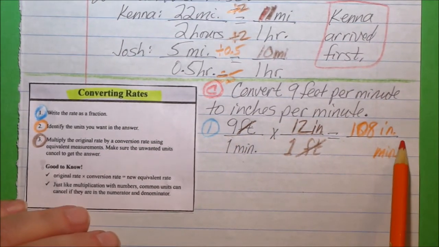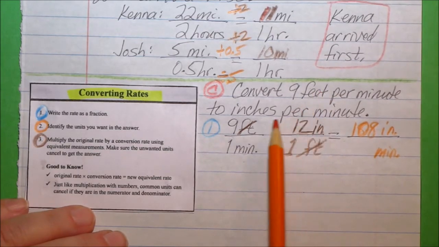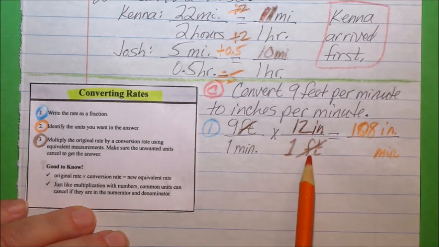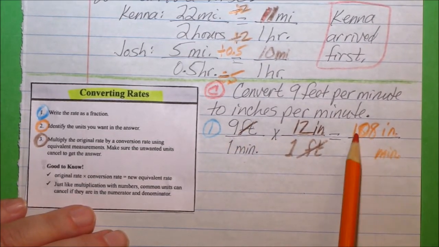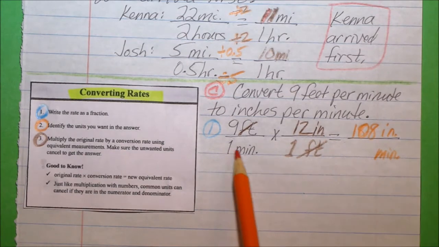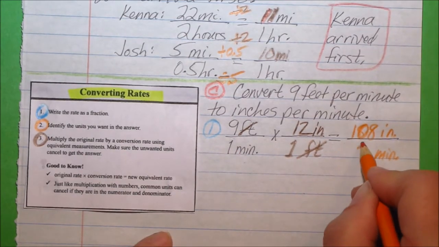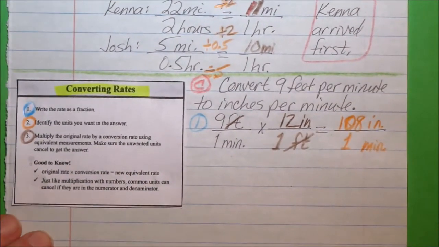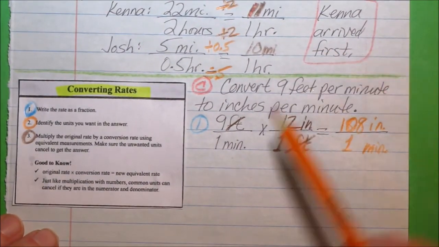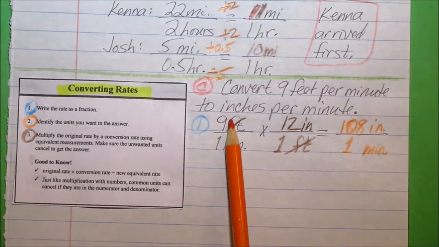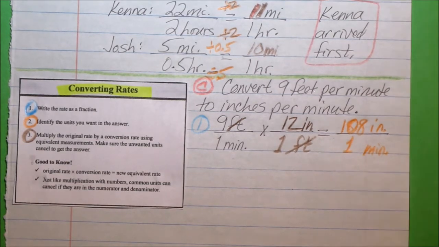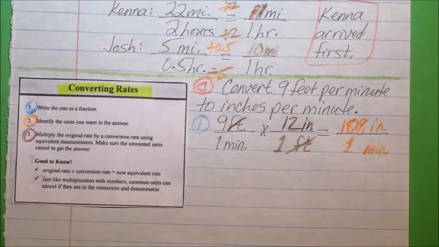And that's what we wanted, right? We wanted to get rid of the feet. We're converting the feet to the inches. So now since we canceled out those feet units, we've got 9 times 12 inches, which is 108 inches. And we've got 1 minute times 1 is 1 minute, right? So now we have converted the 9 feet per minute to inches per minute. So 9 feet per minute is equal to 108 inches per minute. All right? Okay, so I know there's a lot going on there, so we're going to do one more.